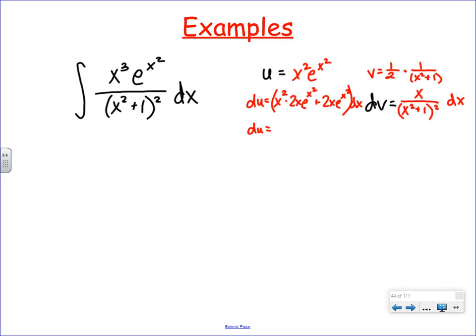So now what do we have? You can pull out an x, you can pull out a 2x, well, 2x e to the x squared. What do we have left? x plus 1. x squared plus 1. No, we pull out an x. Oh, yeah.